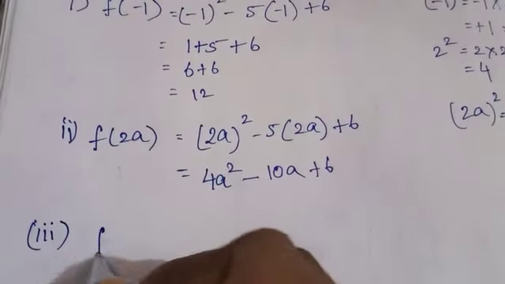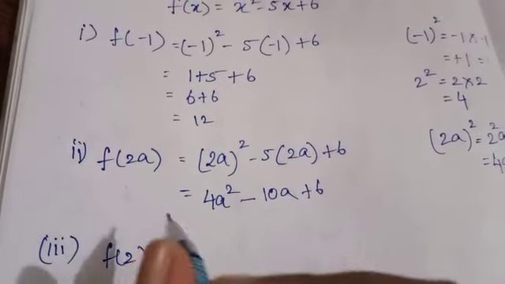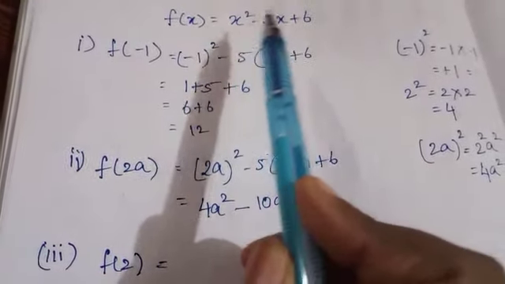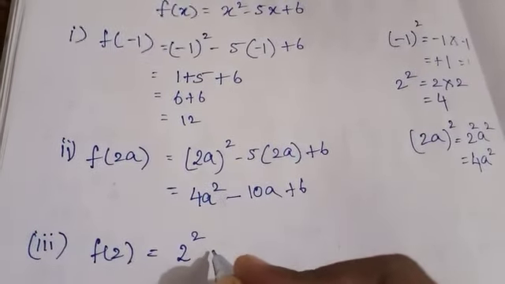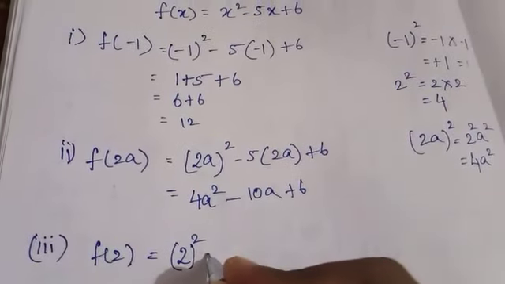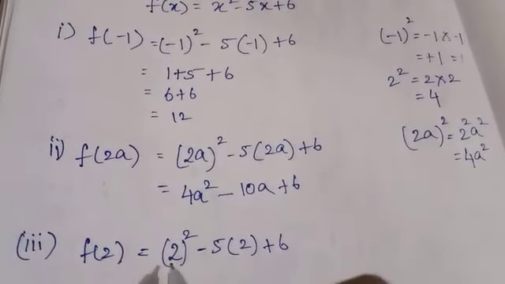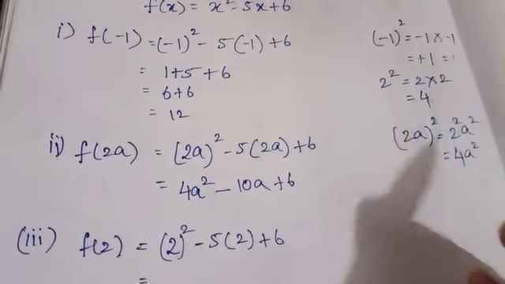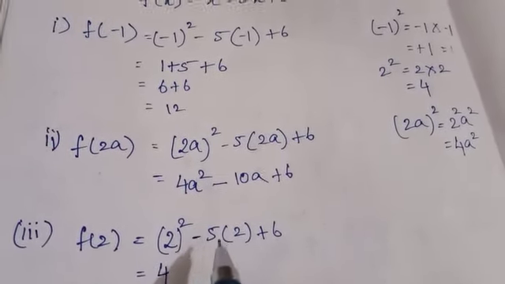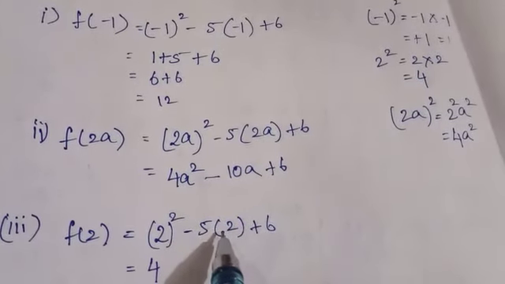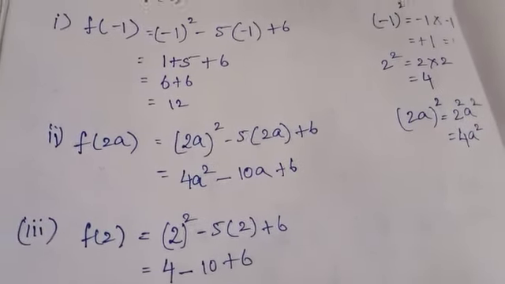So our third subdivision is f of 2. In the place of x we have 2. So I'm going to substitute 2 in this equation. First 2 square minus 5, in the place of x I'm substituting 2, plus 6. So 2 square is 2 into 2, so 4. Here we have to first multiply the sign. Minus into plus is minus, then 5 2s are 10, plus 6.